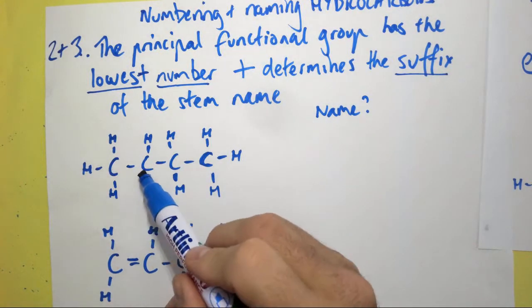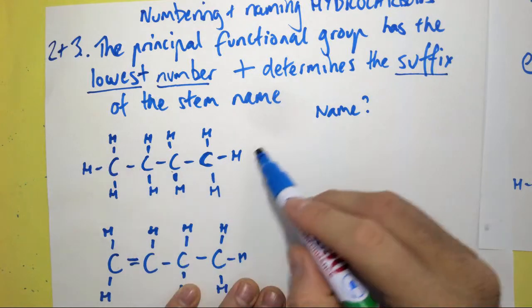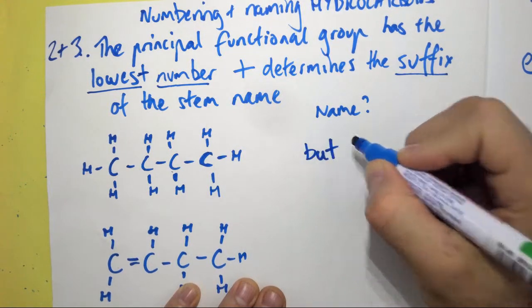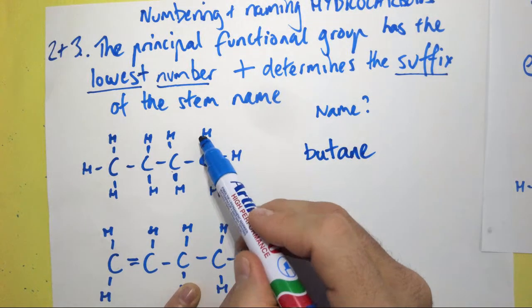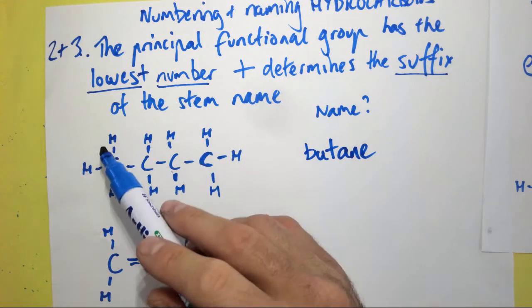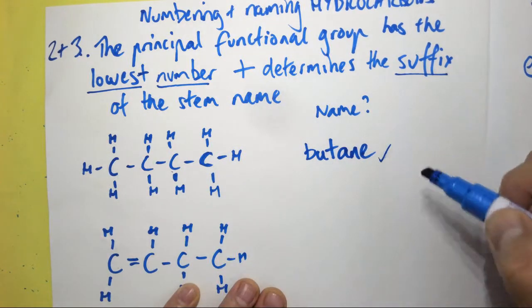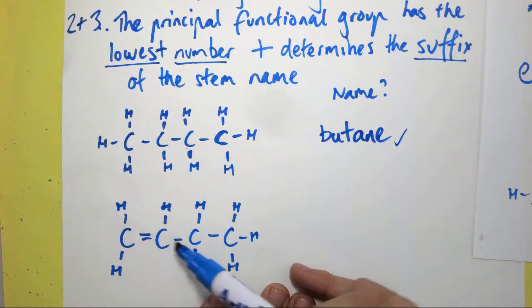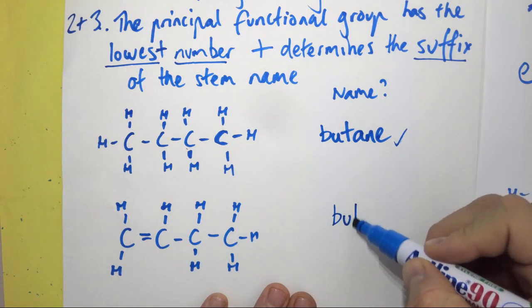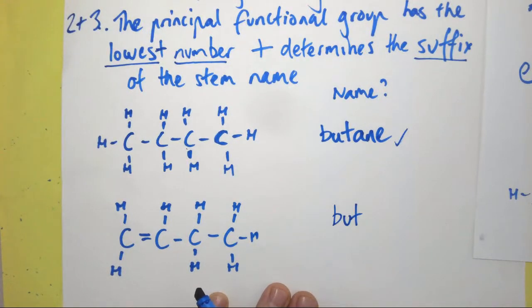So 1, 2, 3, 4, that's basically the simplest one. But, all single bonds, butane. Does it have any functional groups? No, it's all hydrogens, so that's just a real straightforward butane. But if we look at this, 1, 2, 3, 4, it's a but-, but there's a functional group here. This functional group is an alkene. We've got a double bond. So this determines the suffix.